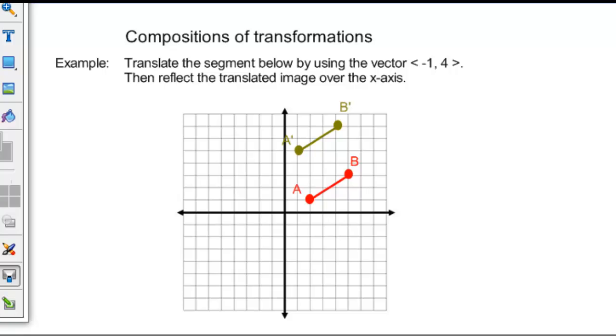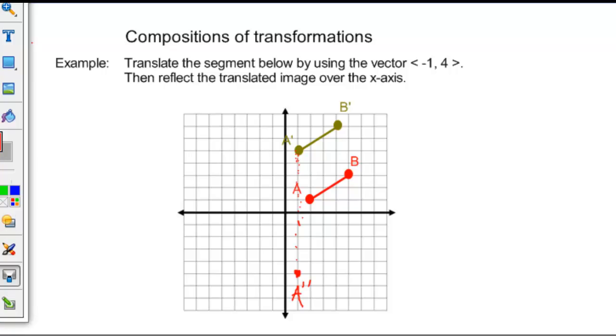However, then it says to reflect that new image over the x-axis. A prime is 1, 2, 3, 4, 5 units away from making a right angle with the x-axis. So let's go another 1, 2, 3, 4, 5 units away on the other side, and that would give us not A prime anymore, but A double prime.